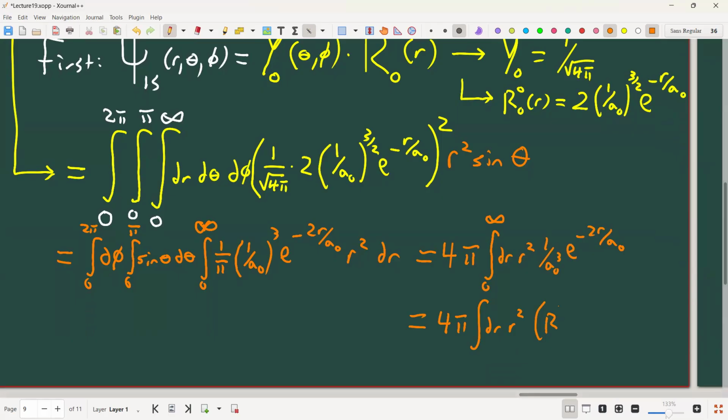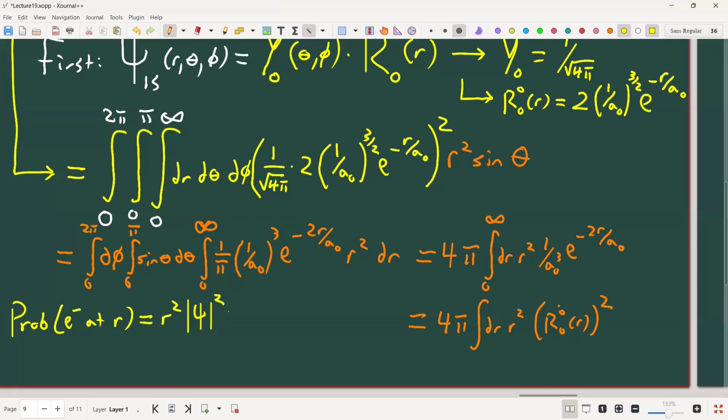If you look at this, it looks like 4 pi times the integral of dr r squared times the square of the radial function. So this is our little radial probability density, dr r squared times the radial function. We'll solve this in just a second. What we can say is that the probability of an electron at r is equal to r squared times psi squared times dr.